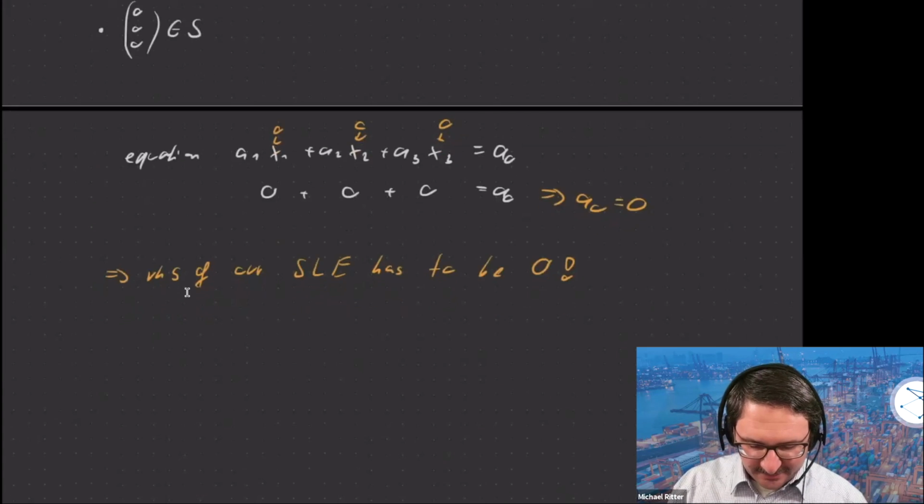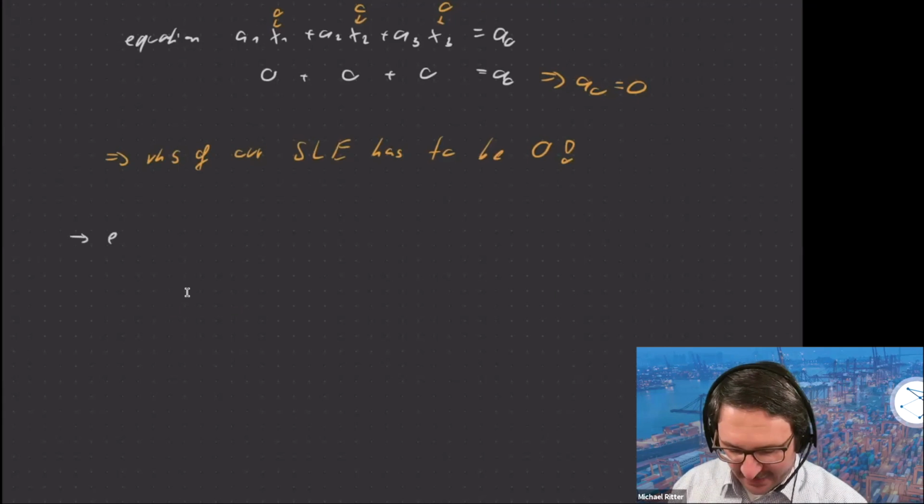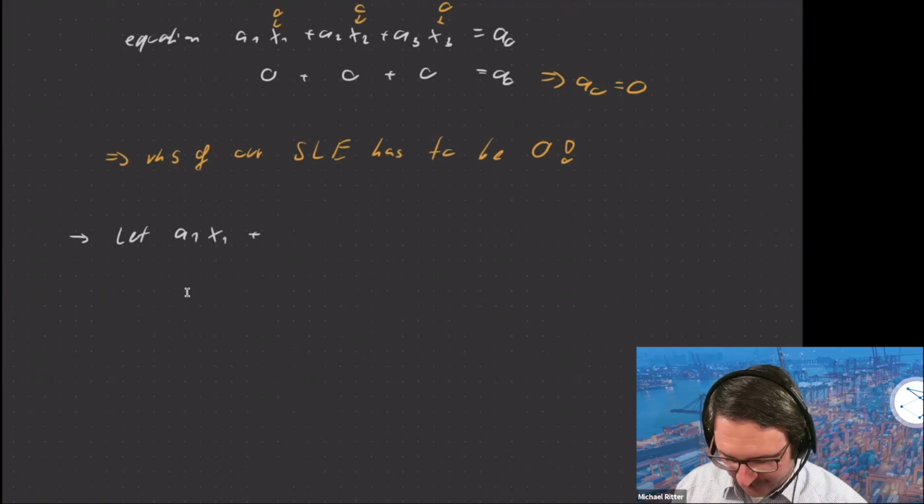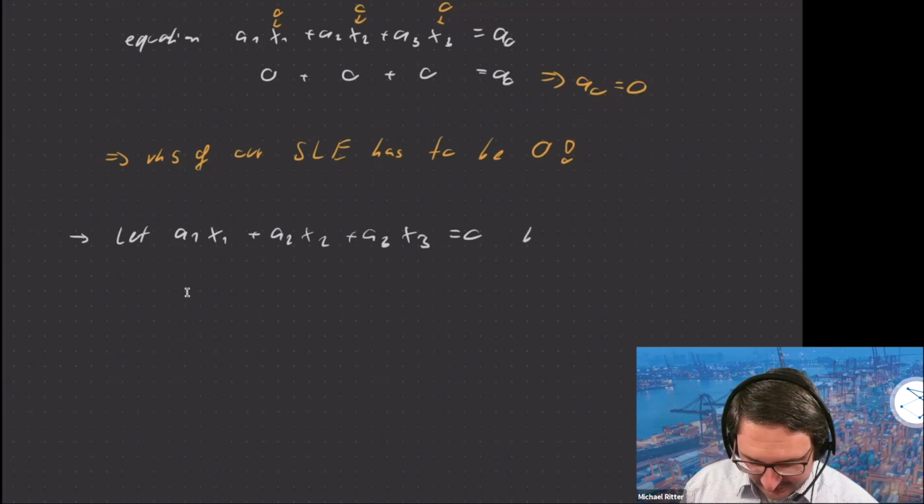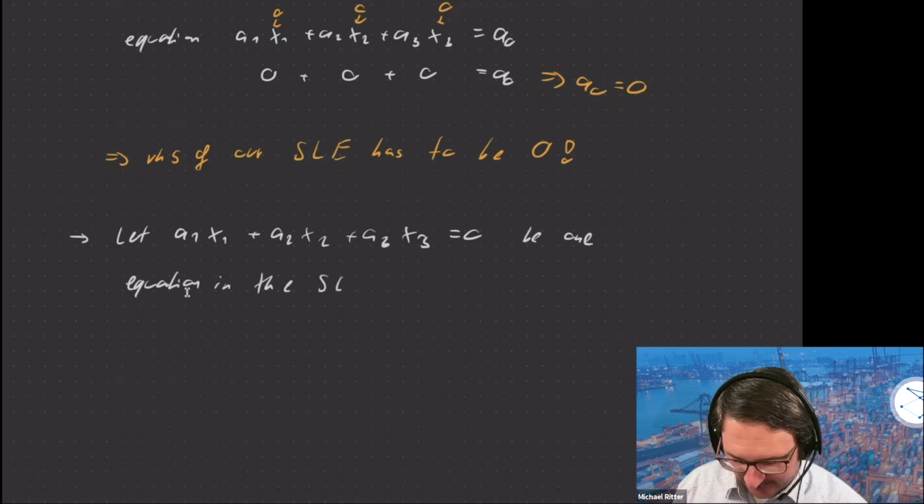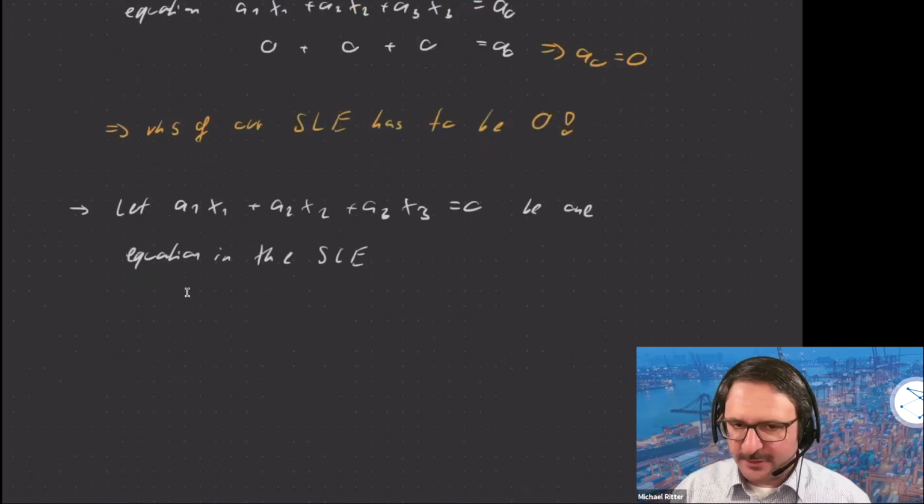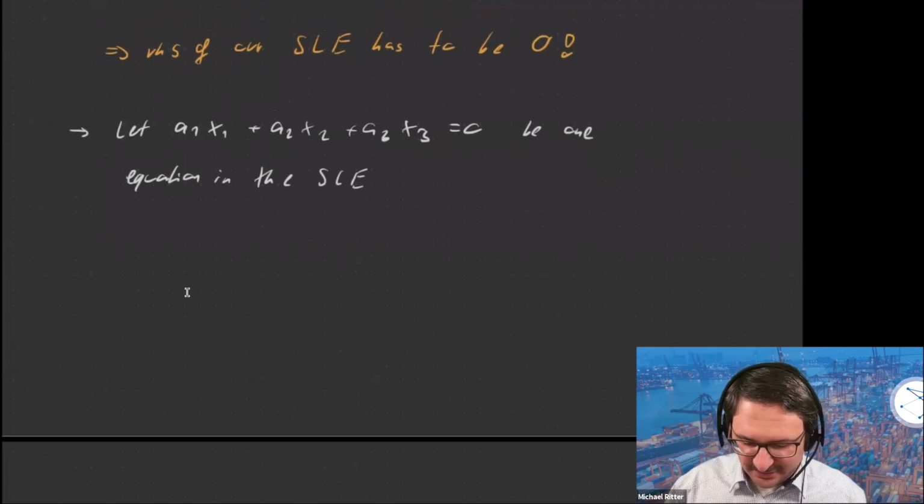So once we know that, that means the equations in our SLE have that form here, but with the right-hand side of 0. So let's assume we have one of these equations, a1x1 plus a2x2 plus a3x3 equals 0. Let that be one equation in the SLE, an arbitrary one. And assume there is a system of linear equations that actually does the job, so has this set of solutions.